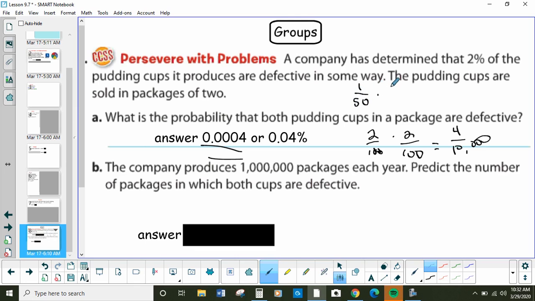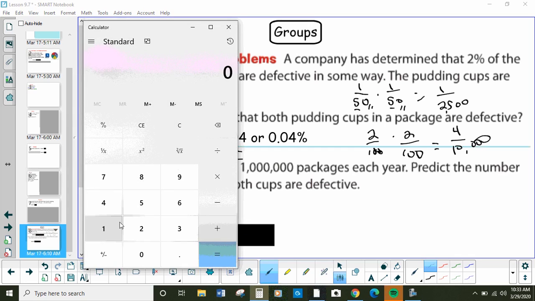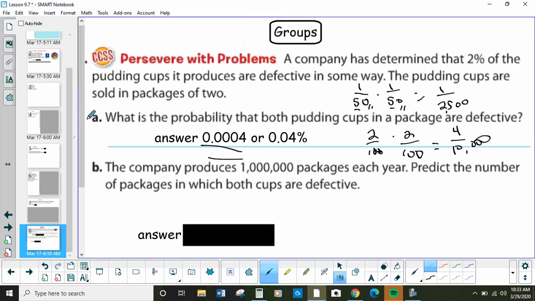Some of you might have reduced your fractions. 2 hundredths is 1/50th, times 1/50th is 1 over 2,500. Remember, when multiplying by multiples of 10, just multiply the first numbers and then count your zeros. So that's 1 over 2,500. Let's check what 1/2,500th is. That's 1 divided by 2,500. It's still the same number no matter how we do it. So let's go to the second part of this question.